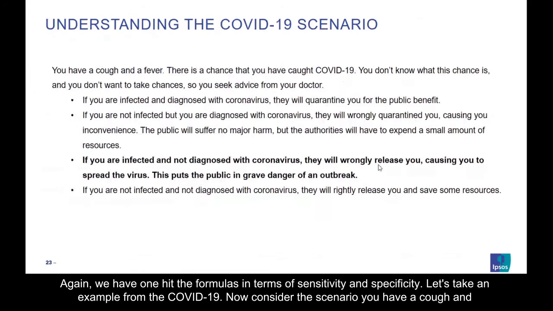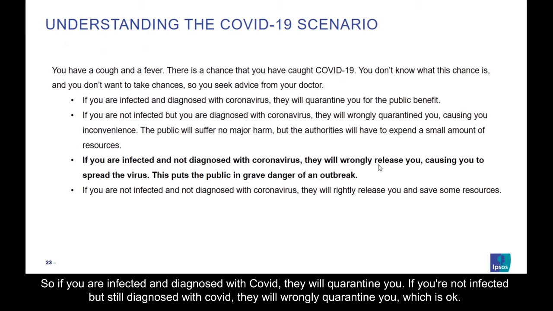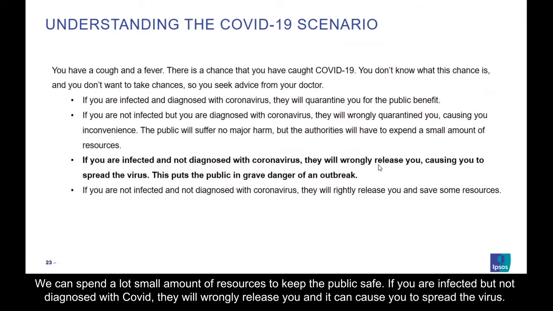Let's take an example from COVID-19. Now consider a scenario: you have a cough and fever, and there is a chance that you have caught COVID. You don't know what that probability is, but you don't want to take chances, so you seek advice from your doctor. If you are infected and diagnosed with COVID, they will quarantine you. If you are not infected but still diagnosed with COVID, they will wrongly quarantine you, which is okay. We can spend a small amount of resources to keep the public safe.